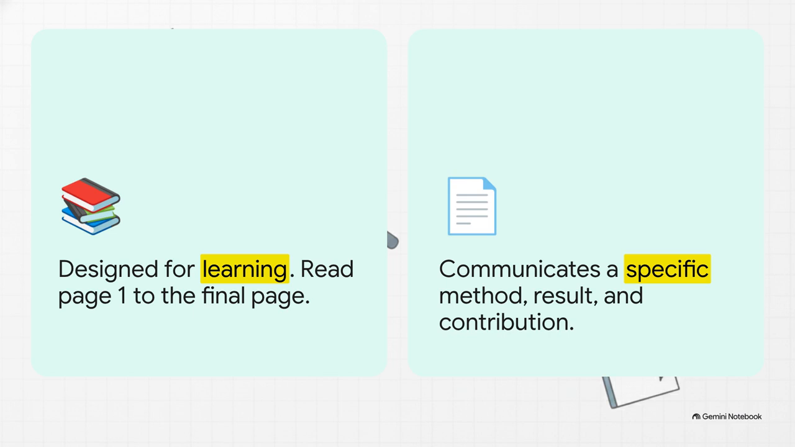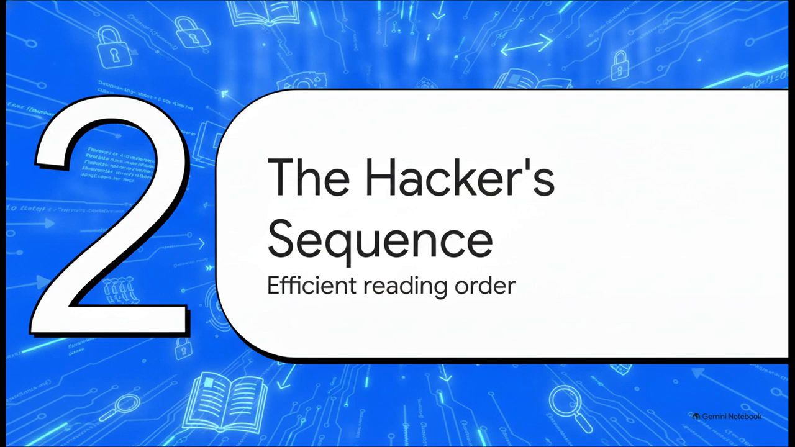They exist to communicate a very specific research problem, a specific method, the evidence, and the overarching contribution. If you use a textbook reading strategy on a research paper, you're just going to get completely bogged down trying to evaluate that specific contribution. We absolutely need a different strategy. Which brings us to our solution. Section 2, the hacker sequence.